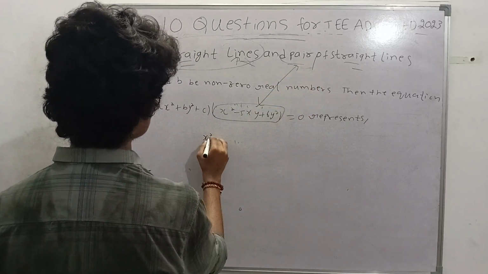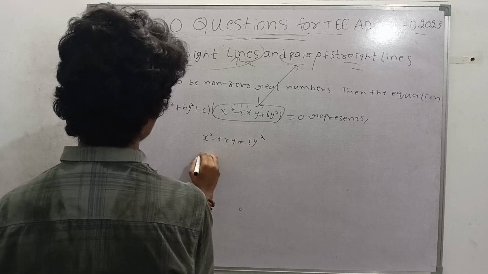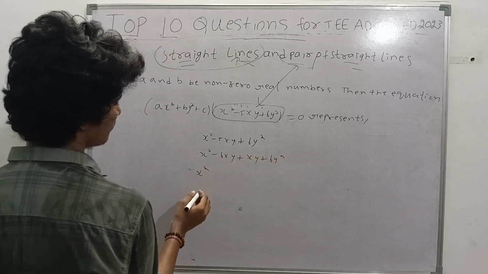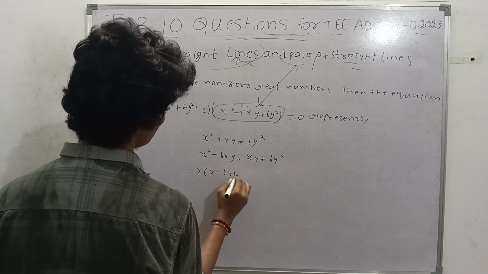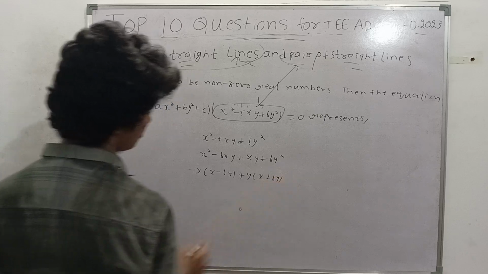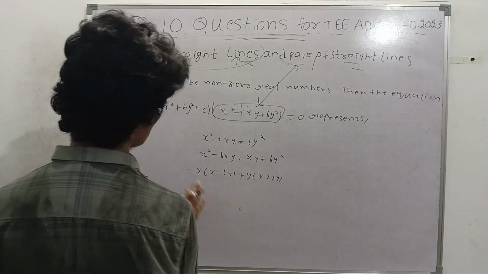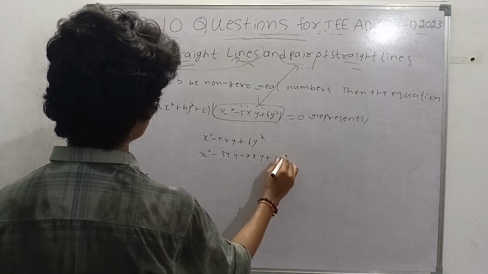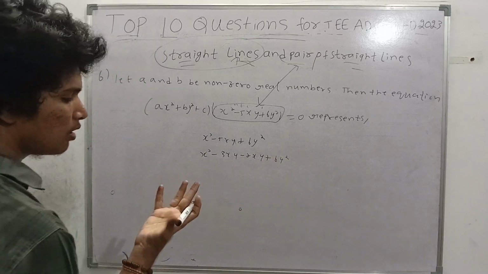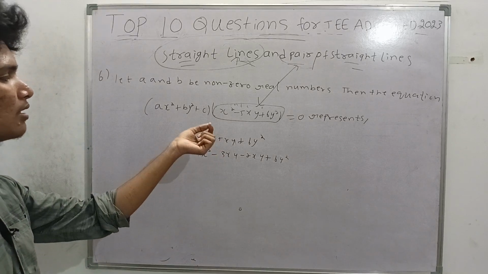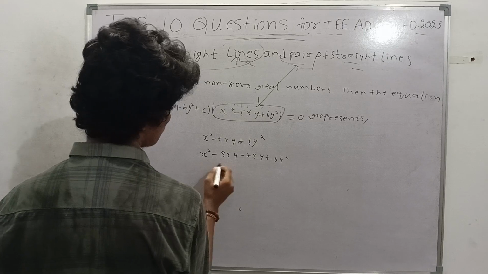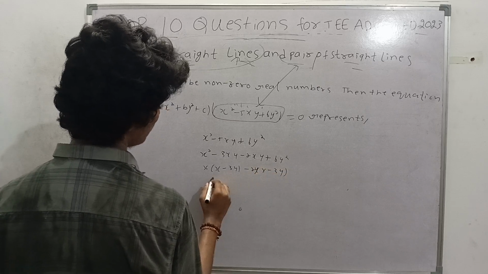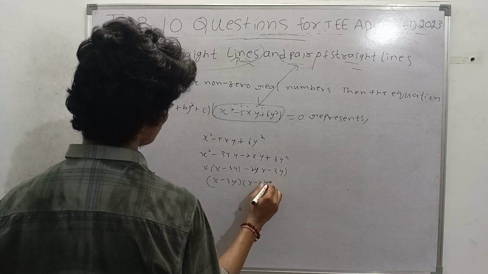X square minus 5xy plus 6y square, you can write as x square minus 3xy minus 2xy plus 6y square. You have to divide the middle term in 2 parts. If you take x common, x minus 3y, and if you take 2y common, x minus 3y, so it will be (x minus 3y) into (x minus 2y). These two are the 2 straight lines.